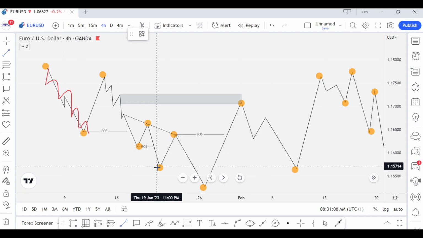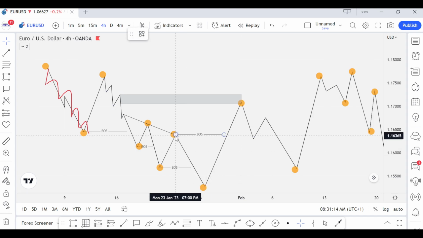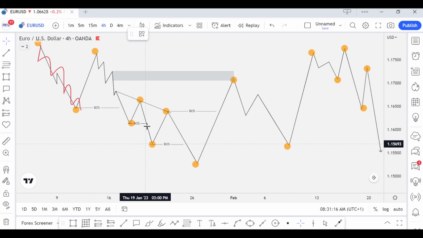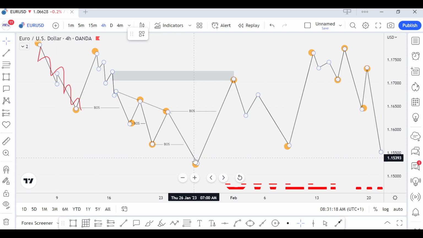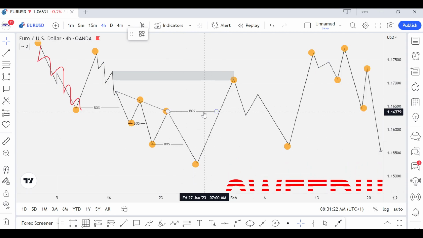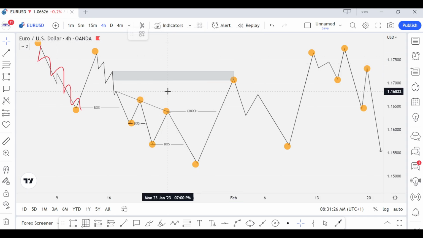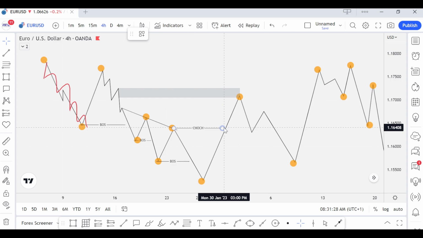In this case, we have this area as our break of structure as well. And was there a momentum push? Yes. So we can as well say that this was a sweep, because you see, after this break of structure, price went back up and gave us a change of character. So we can literally say this is our change of character.